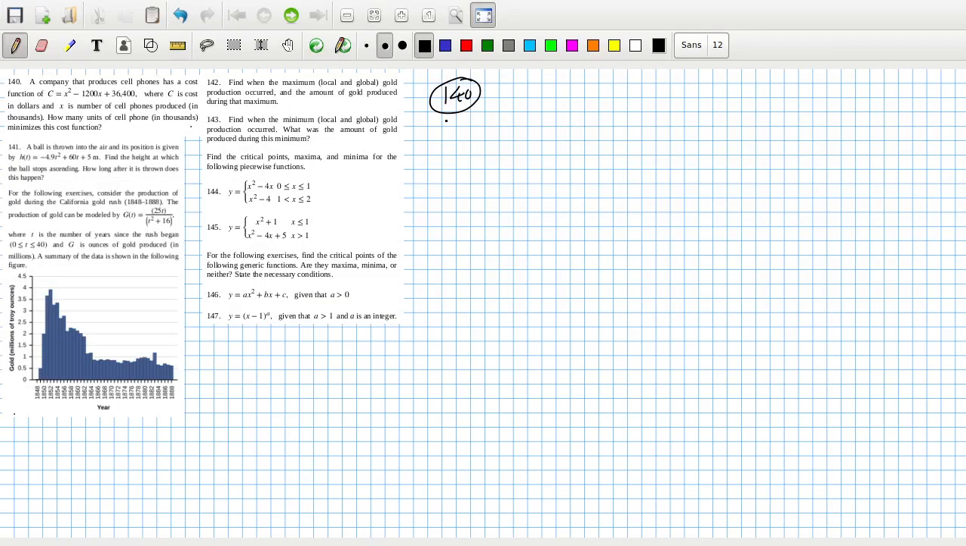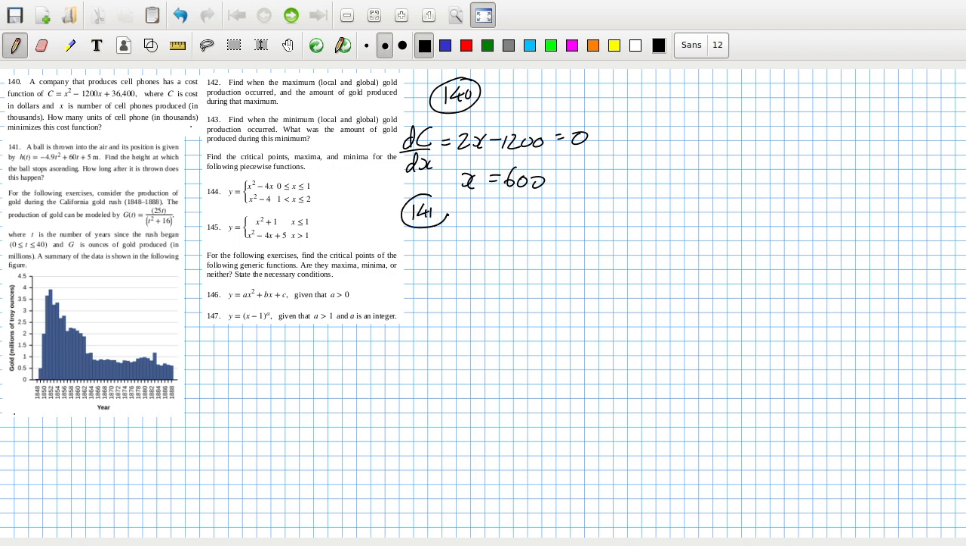Right, no answer for 140, of course. A company produces cell phones with that cost function, where C is the cost in dollars and x is the number of cell phones produced. Minimize this cost. So the derivative dC/dx would be 2x minus 1,200 equals 0. So that would be x equals 600.